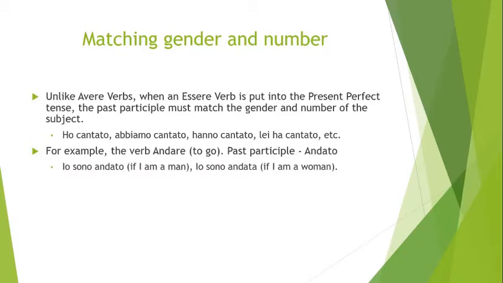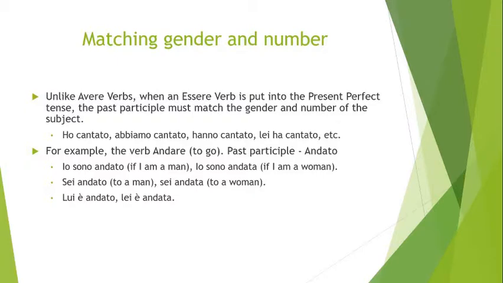So, io sono andato if I'm a man, but sono andata if I'm a woman. See that ending of andato changes to an a to make it feminine if it's a woman who's saying it. So it depends on who's doing the verb. Io sono andato for a man. Sono andata for a woman. It means I went. Sei andato. You went, if you're talking to a man. Sei andata. You went, if you're talking to a woman.